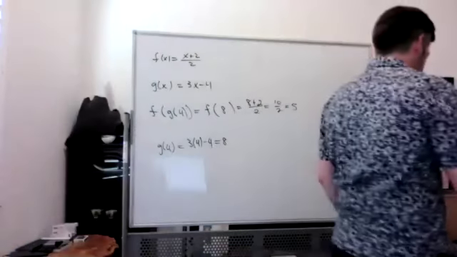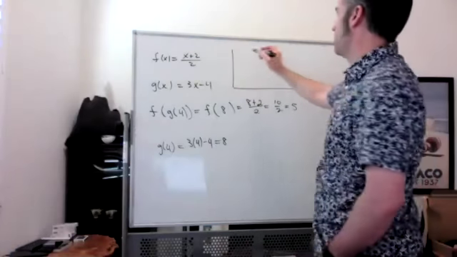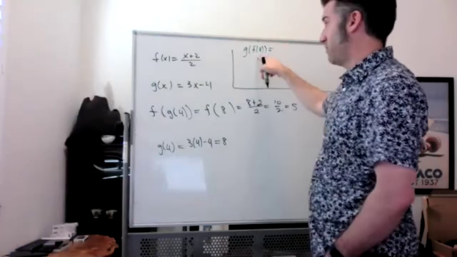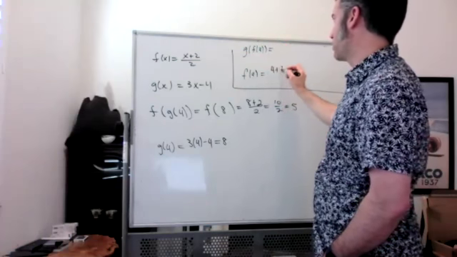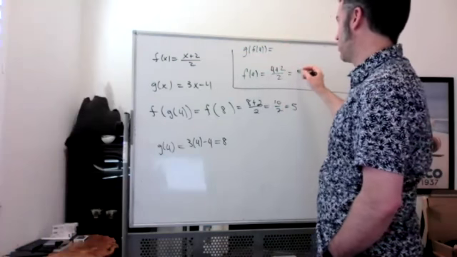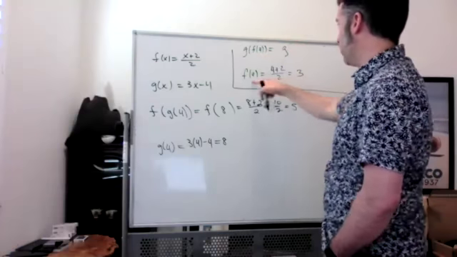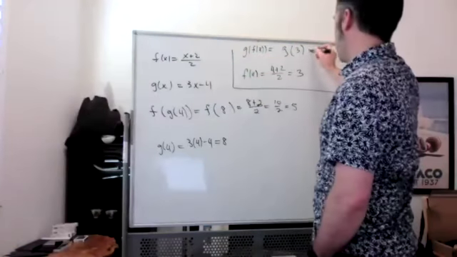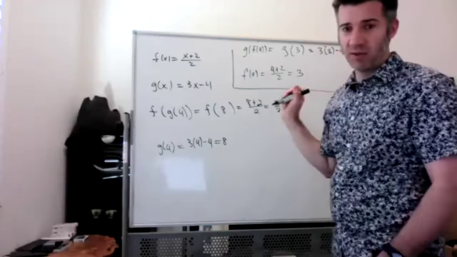Let's now find g of f of 4. So now we first have to find f of 4. So f of 4 is going to be (4 plus 2) over 2, which is 6 over 2, which is 3. G of f of 4 is going to be g of what f of 4 is equal to, which is g of 3. So then I'm going to plug in 3 there and get 3 times 3 minus 4, which is 9 minus 4, which is 5.